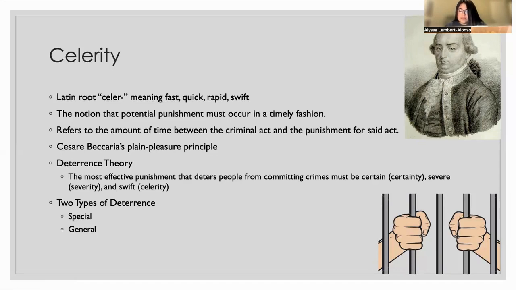The next one is severity, which is the notion that punishment must be harsh enough to deter people from criminal behavior. And then celerity of the punishment refers to the amount of time between the criminal act and the punishment for said act. If the punishment does not occur in a timely fashion, the deterrent effect is reduced. If defendants know how swift the punishment will be, they will not offend.